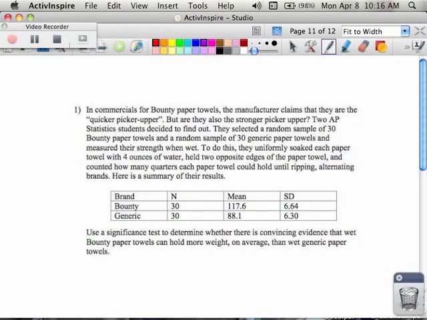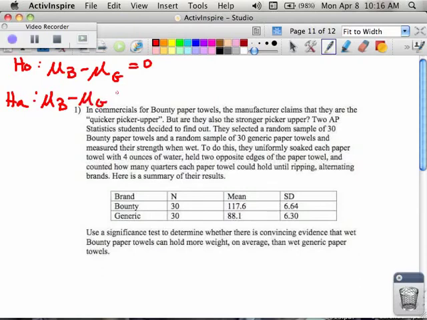So we state, first of all, what's happening. And to do that, we want the null hypothesis. The null hypothesis is that the mean of Bounty minus the mean of the generic towels should be equal to 0. And we want to know if that's true. Really, we want to know if the mean of Bounty minus the mean of the generics is greater than 0. Does the Bounty paper towel have a greater carrying capacity? That's what we want to know. And so you have to define both these things, of course.